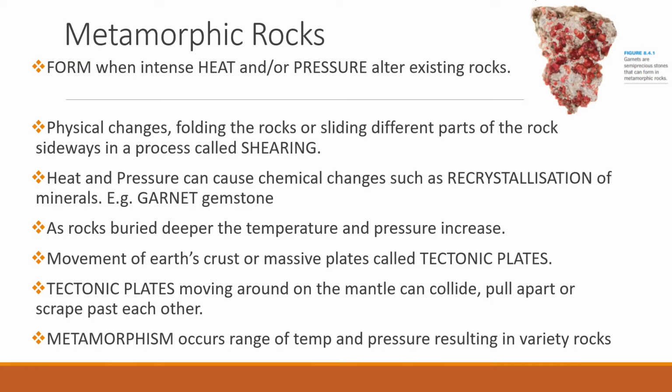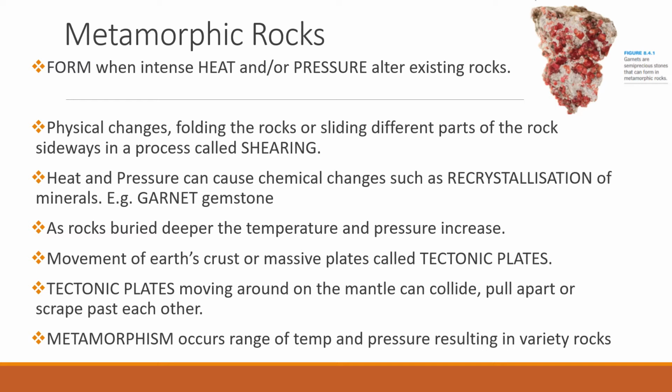Metamorphic rocks form when intense heat and or pressure alters existing rocks. So physical changes include folding the rocks or sliding different parts of the rock sideways in a process called shearing. Heat and pressure can cause chemical changes such as recrystallization of minerals. In the top right corner is a garnet gemstone, and that's an example of a significant metamorphic rock.